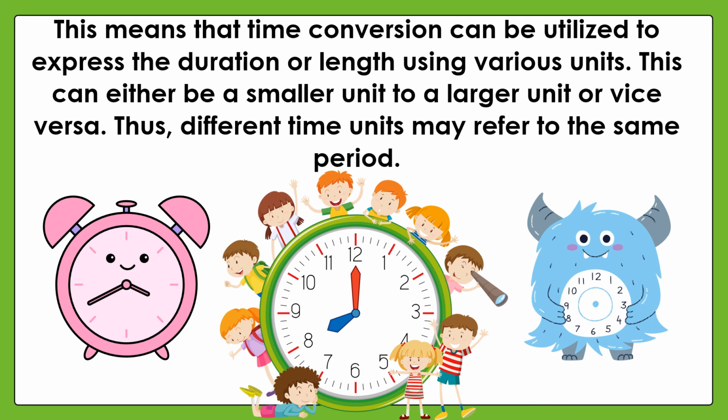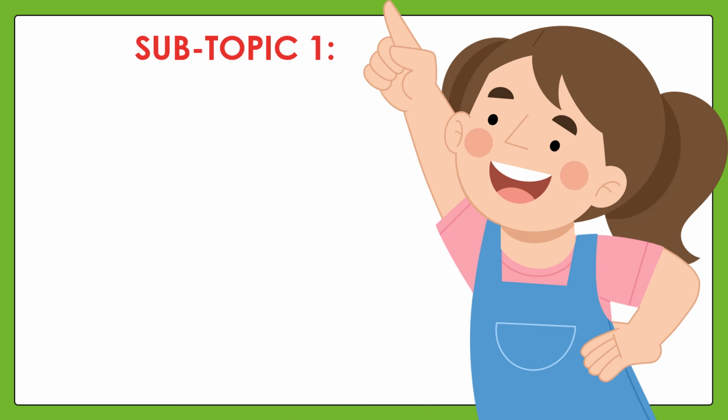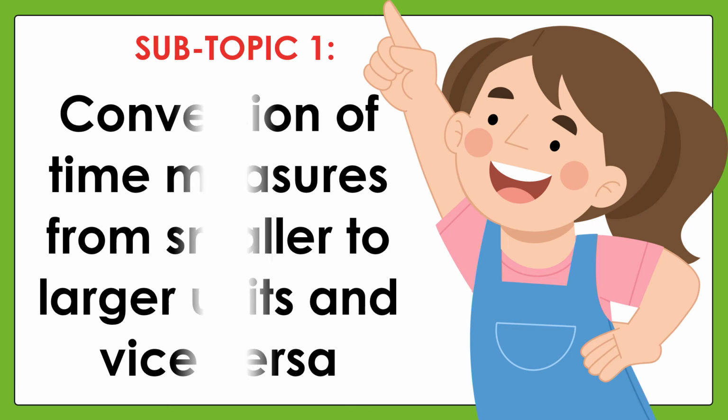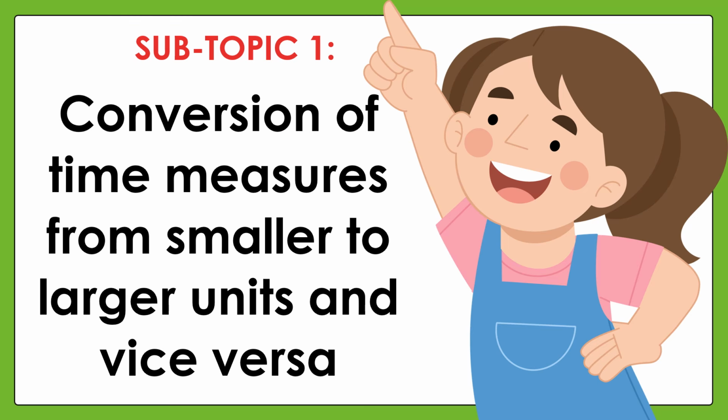This means that time conversion can be utilized to express the duration or length using various units. This can either be a smaller unit to a larger unit or vice versa. Thus, different time units may refer to the same period. Subtopic number 1. Conversion of time measures from smaller to larger units and vice versa.